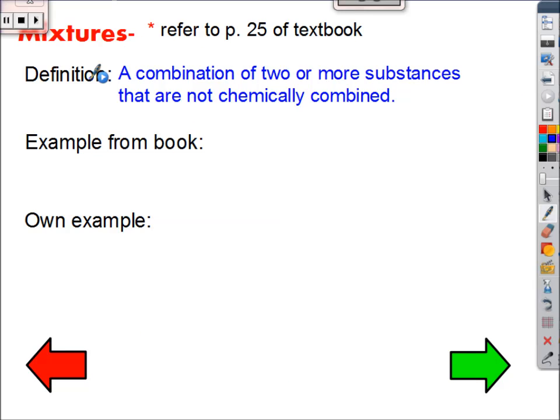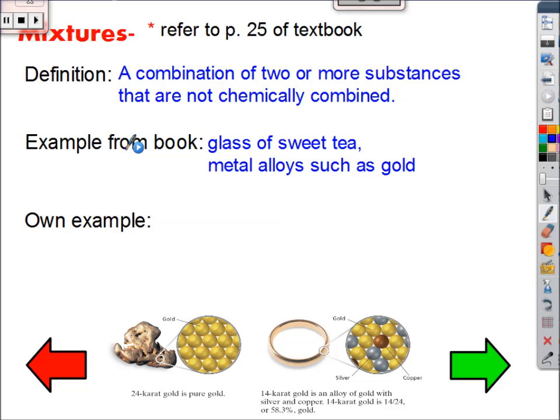Mixtures are things that are a combination. I take two or more substances and I combine them, but not chemically. So I just mix them, basically. The book talks about a glass of sweet tea. You've got the tea, you've got the sweetener, you've got the water. You've got three things in there. Alloys like gold. You've got gold, silver, and copper that make up this alloy. They have to do that because pure gold by itself is too soft. It doesn't make good jewelry. So they add other things to it.